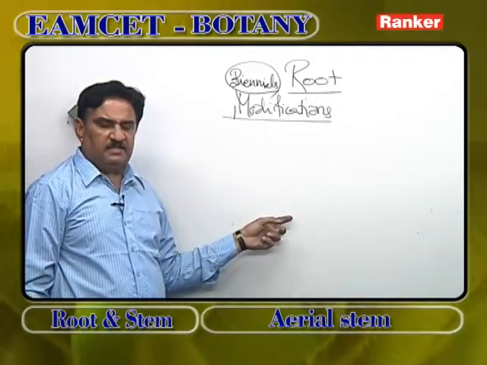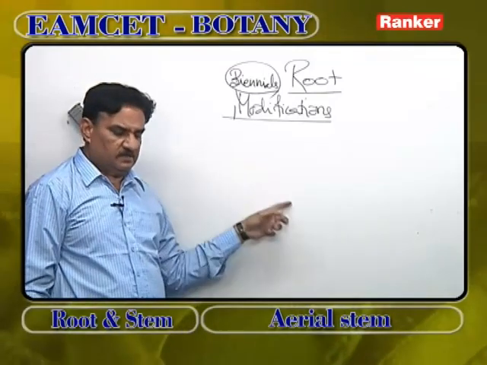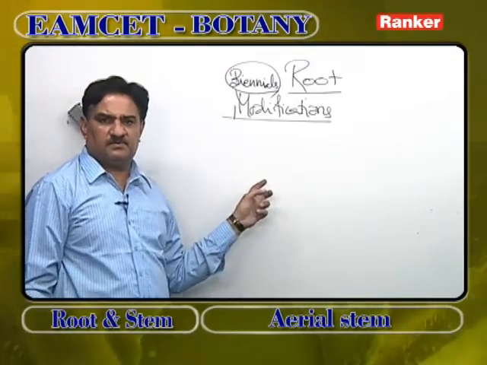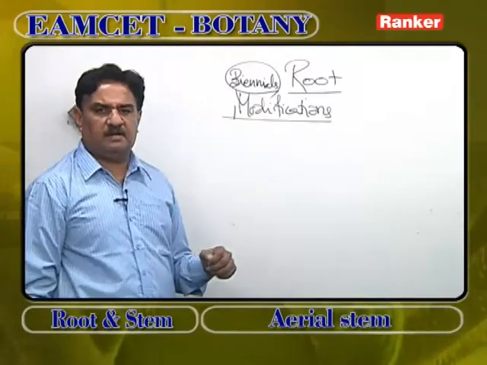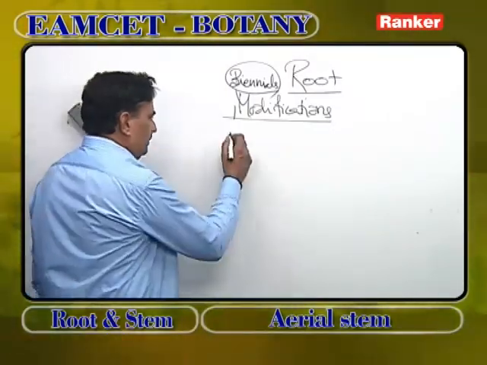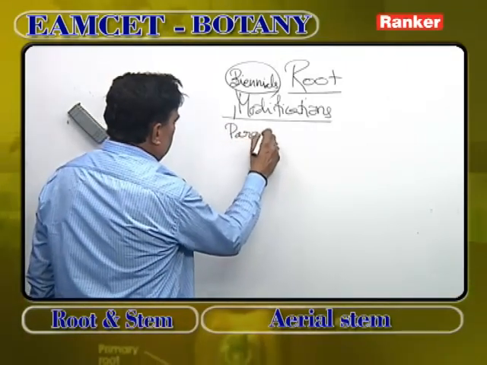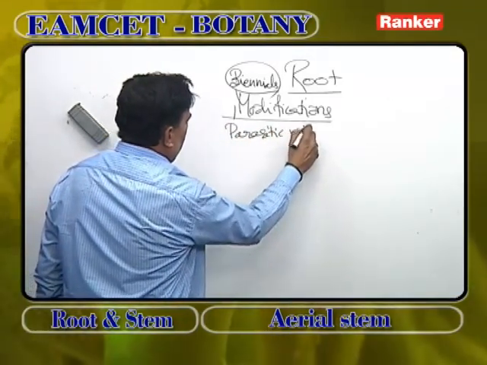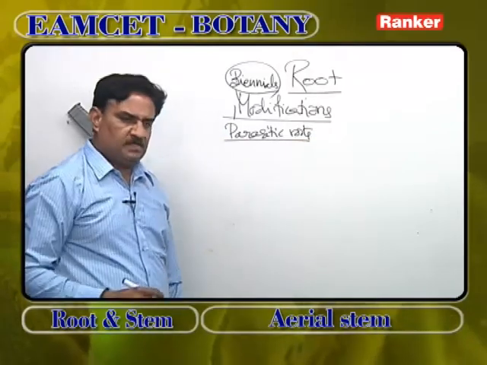How it is breaking in the absence of oxygen. So whatever oxygen is in the surroundings must be removed by that special pink colored pigment in the root nodules called leghemoglobin. Now coming to another type of roots called parasitic roots.